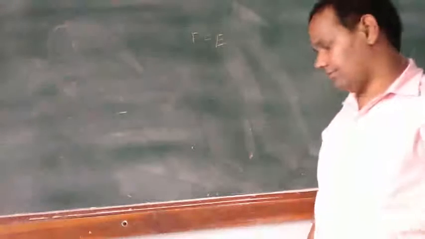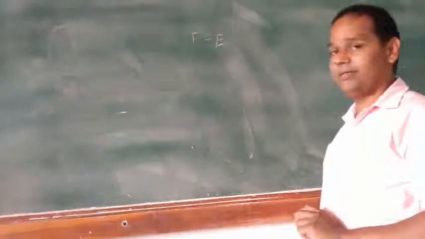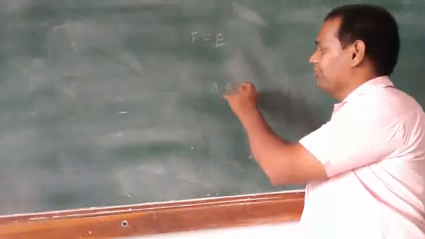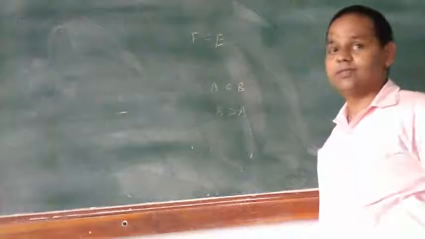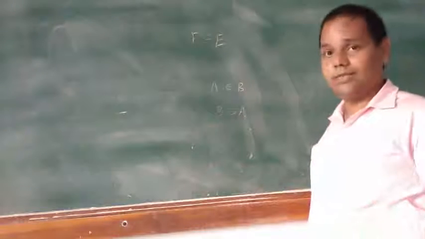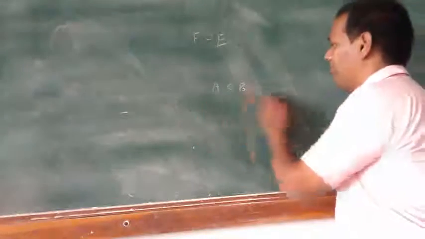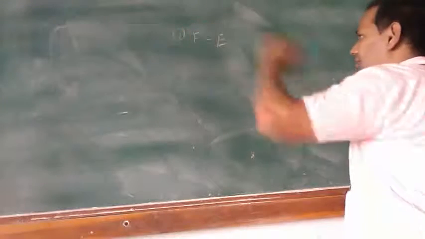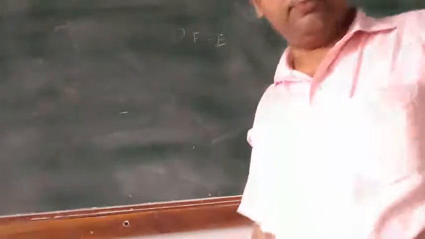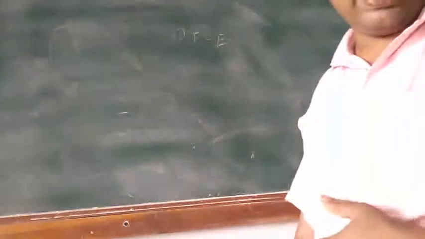In set theory, we are always familiar with A is a subset of B. Then B is a superset of A. In this way, if F is a subfield of E, then E is called an extension of F. Any field E can be considered as a vector space over any of its subfields.